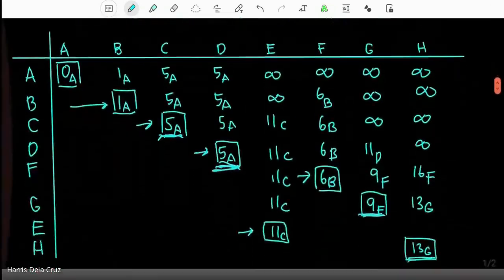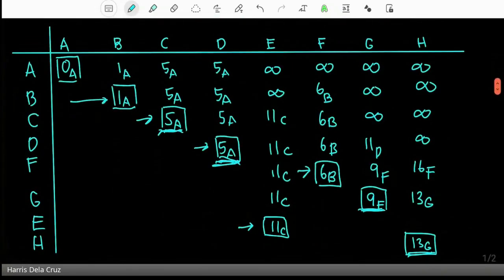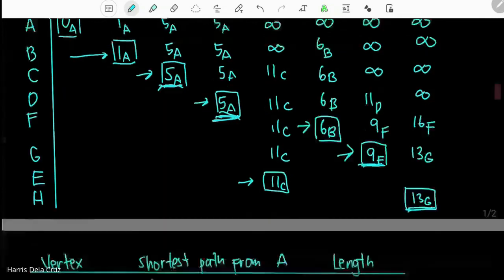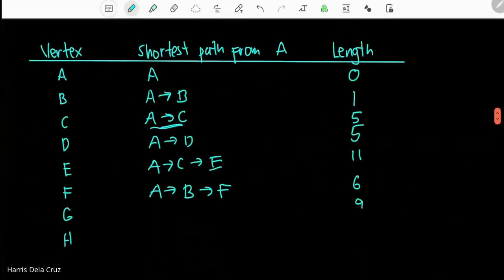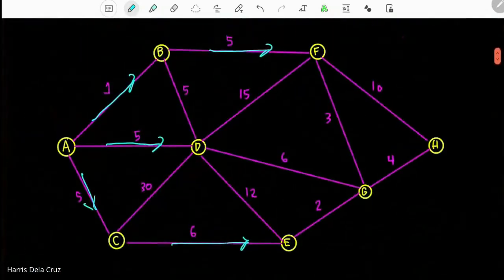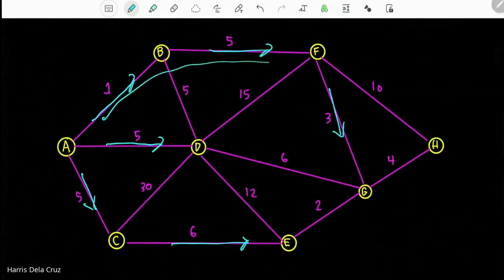Now, what's the shortest path from A to G? 9F, so a length of 9 coming from F. We already know that the shortest path from A to F is A to B and then B to F. So now you just have to add F to G. Taking a look at our graph, that's A to B, B to F, and then F to G, with a total distance of 1 plus 5 plus 3, which is 9. So that's the shortest path from A to G.